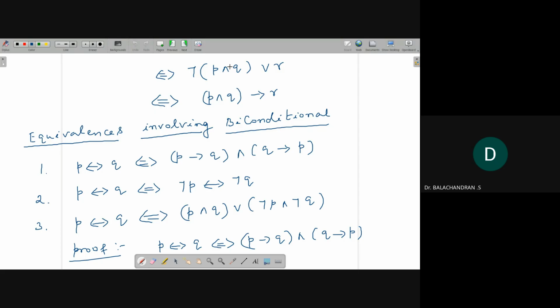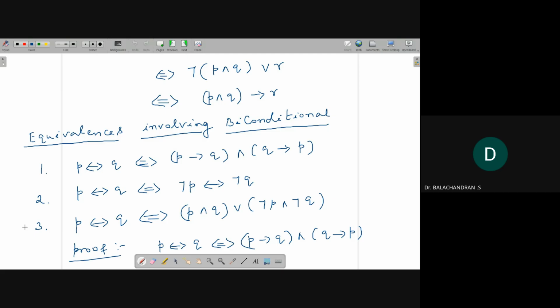So these four results are equivalences involving conditional statements. So next, equivalences involving biconditional. So last class itself I told that P biconditional Q is equivalent to P implies Q and Q implies P. Second one, P biconditional Q is equivalent to negation P biconditional negation Q. Third one, P biconditional Q is equivalent to P and Q or negation P and negation Q.